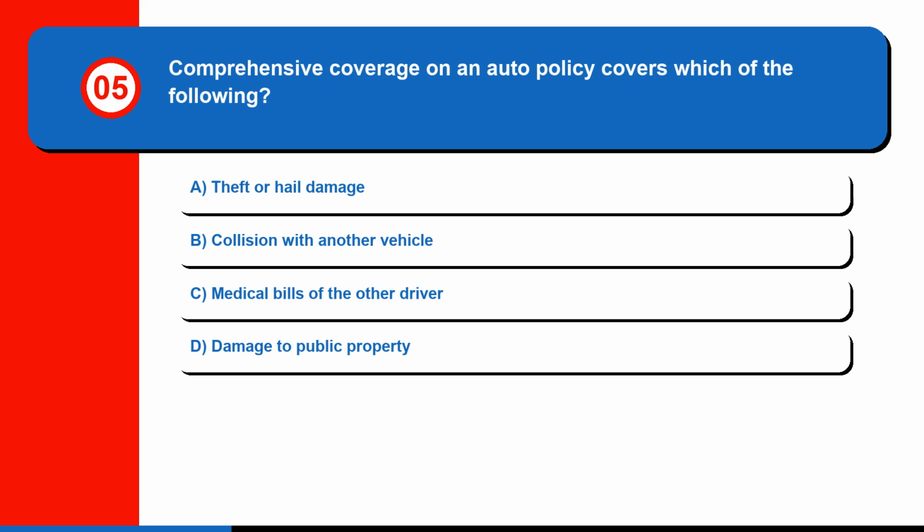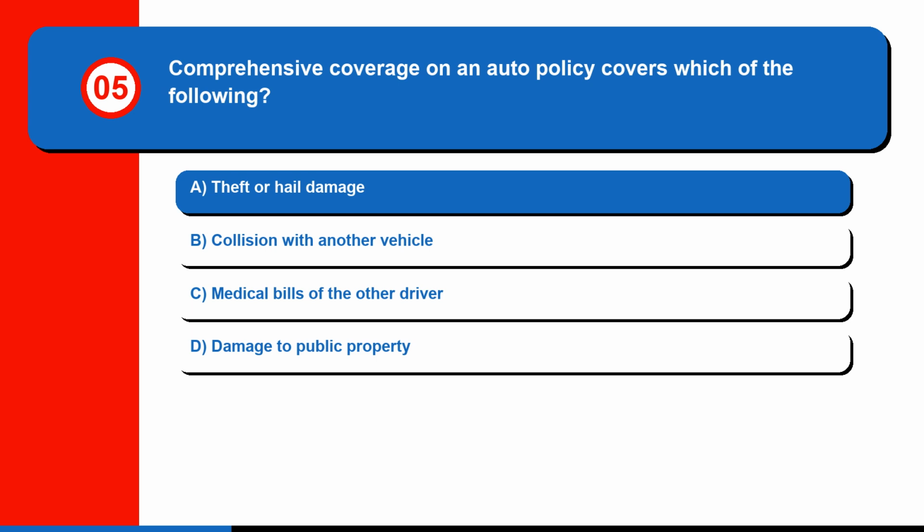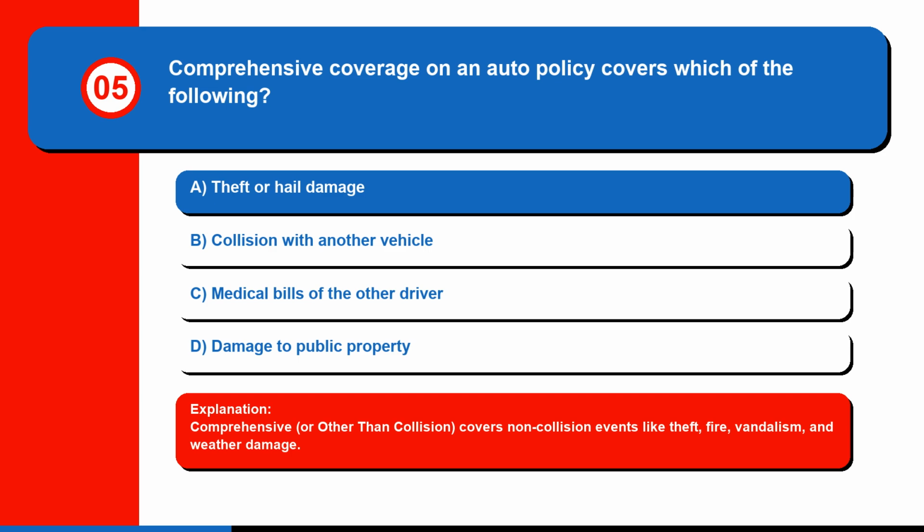Question 5. Comprehensive coverage on an auto policy covers which of the following? A. Theft or hail damage. B. Collision with another vehicle. C. Medical bills of the other driver. Or D. Damage to public property. The correct answer is A. Theft or hail damage. Comprehensive, or other than collision, covers non-collision events like theft, fire, vandalism, and weather damage.